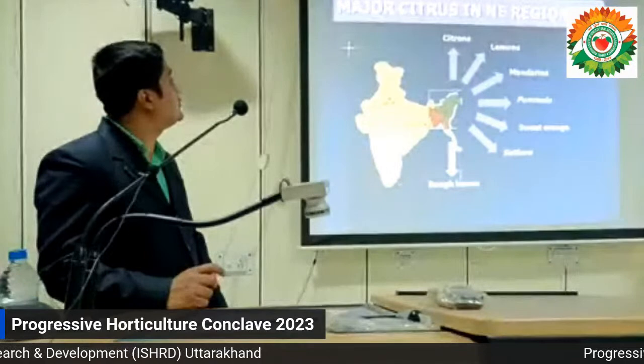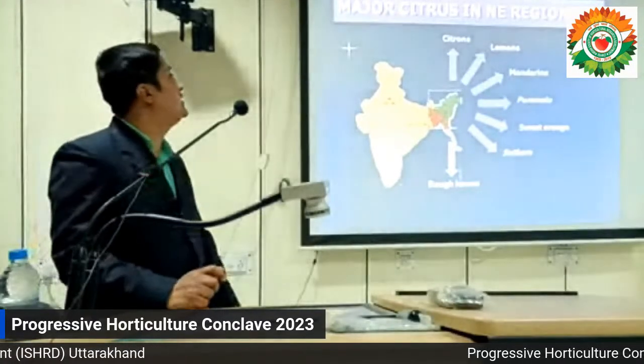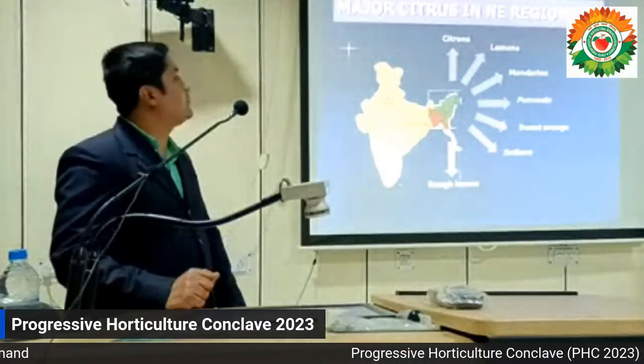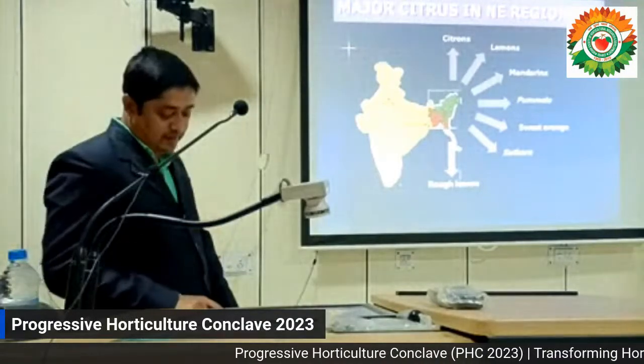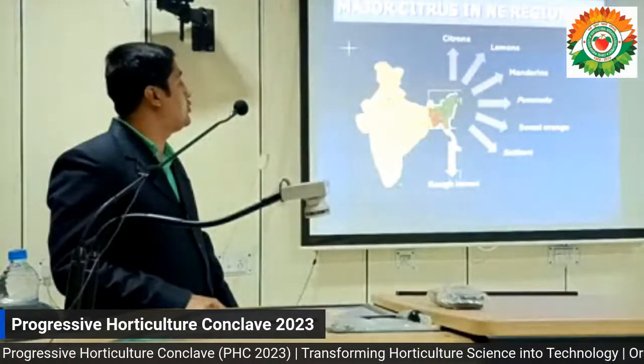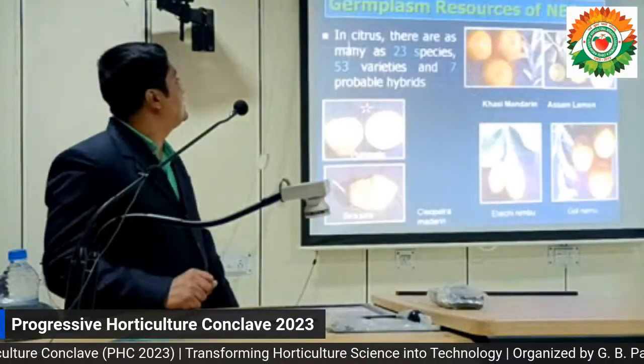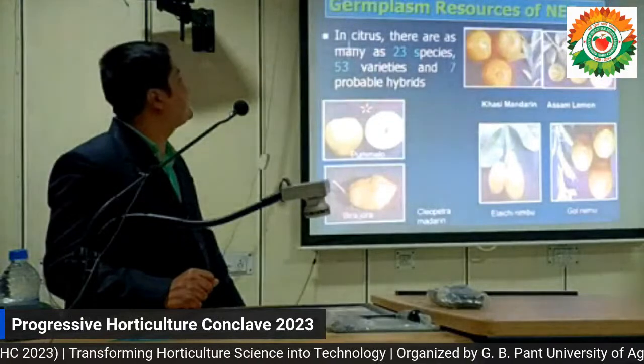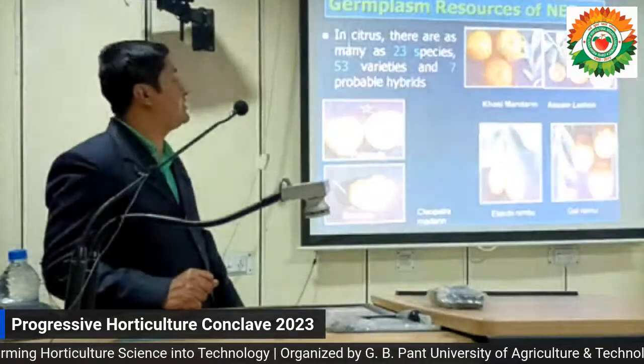In the northeastern region, the major citrus species are citron, lemon, mandarin, pomelo, sweet orange, satkara, and rough lemon. These are some of the commercial and semi-wild citrus species grown in this particular region. In this area, there are 23 species, 53 varieties, and 7 probable hybrids.